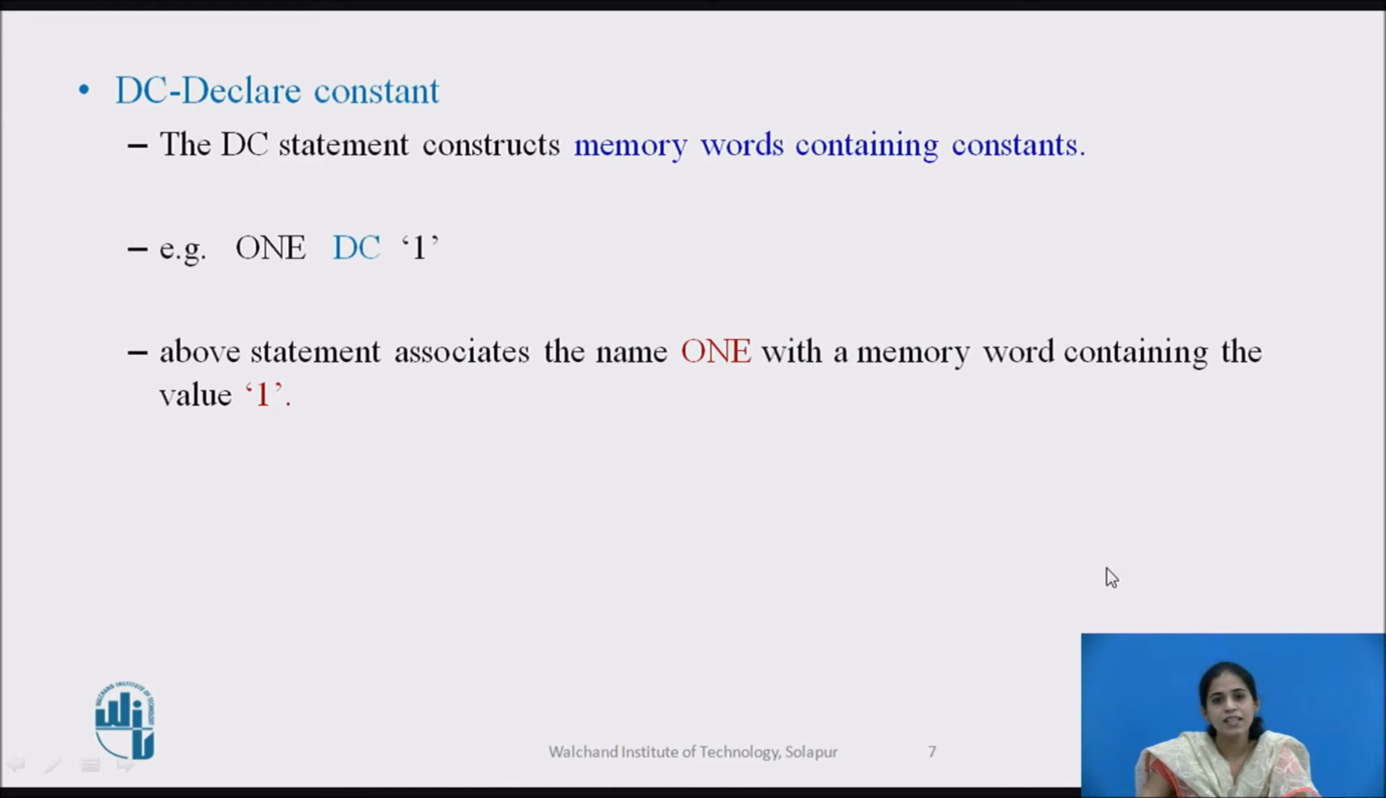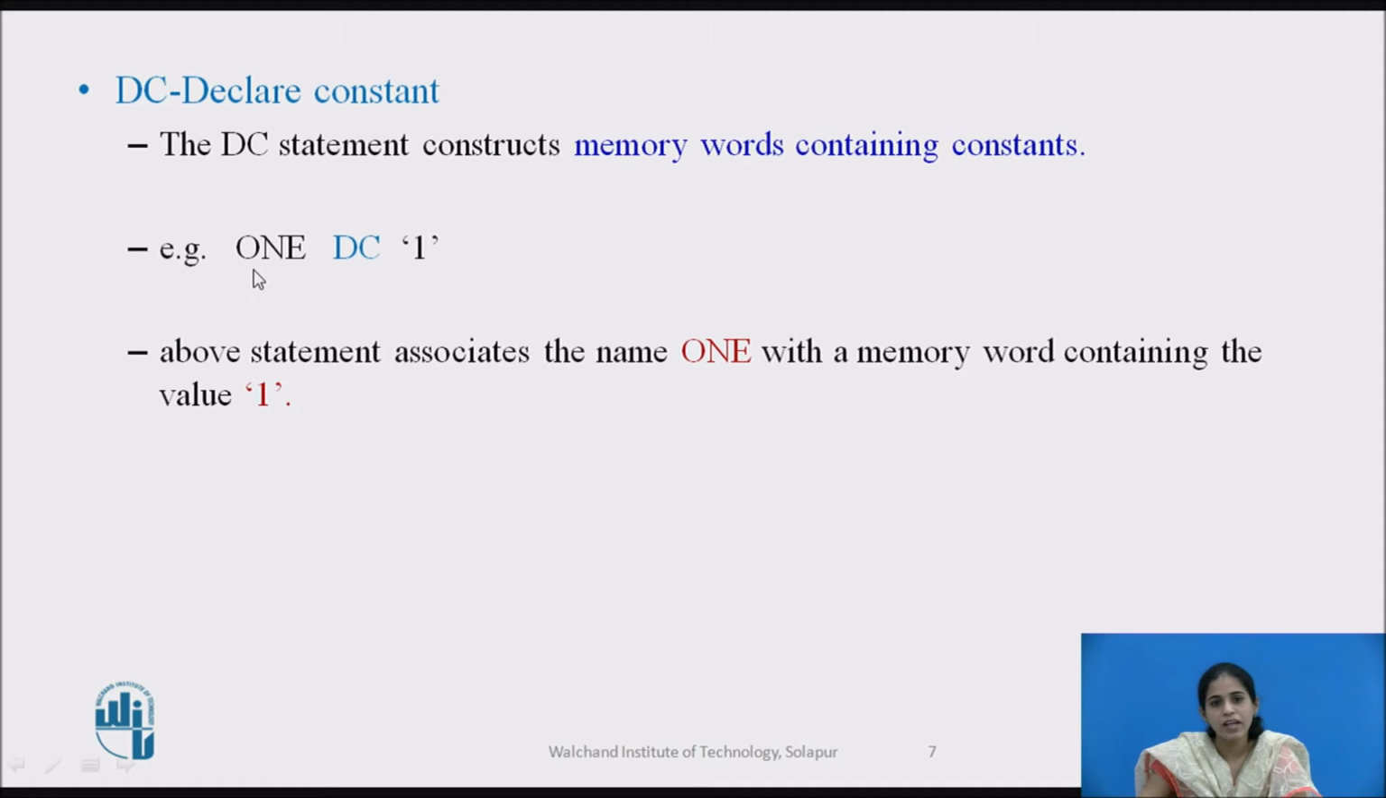Now next we will see the DC, declare constant. Basically the DC statement constructs memory words containing a constant. Suppose you want to allocate memory for constants in the assembler, so we use the DC. So next we will see the example.